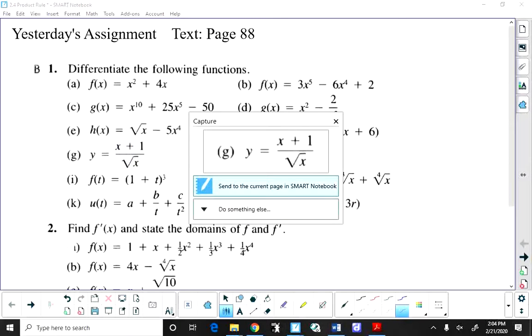On Monday, during Monday's lesson, we will learn how you could differentiate this without using the power rule directly. And all you know right now is the power rule. And the power rule only works if you have a number times the variable that you're differentiating with respect to raised to a number.